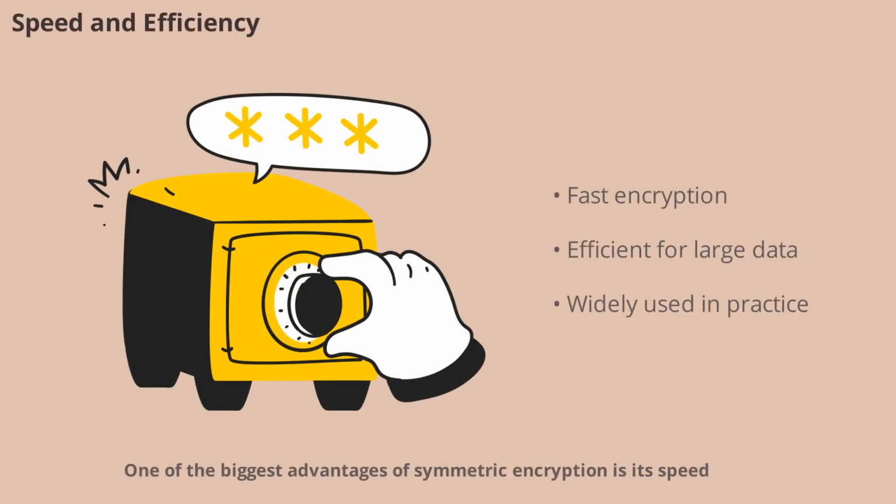One of the biggest advantages of symmetric encryption is its speed. It's one of the fastest ways to encrypt and decrypt large amounts of data, making it ideal for applications like file storage, database protection, and secure communications. This efficiency is why symmetric encryption is still widely used today, especially when performance is a top priority.